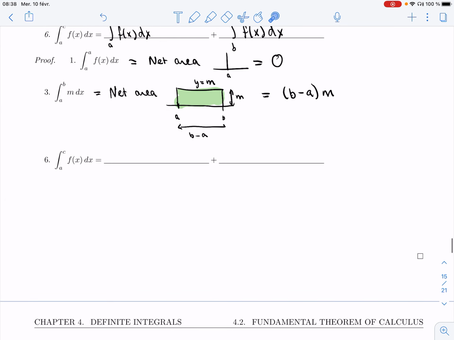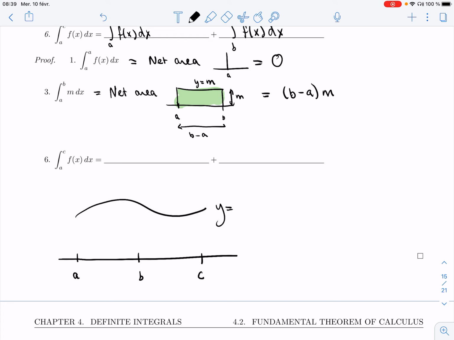All right, and the final one, the one I find the more interesting, I'm going to draw a picture as if b is in the middle, but really it would work in every single case. Let me put y equals f of x positive. This is part of the reason this is not a proof. I'm not going to handle every single case. I'm not going to handle f being negative. I'm not going to handle b being less than a in all of this, but I just want to give you an idea of why this is true.